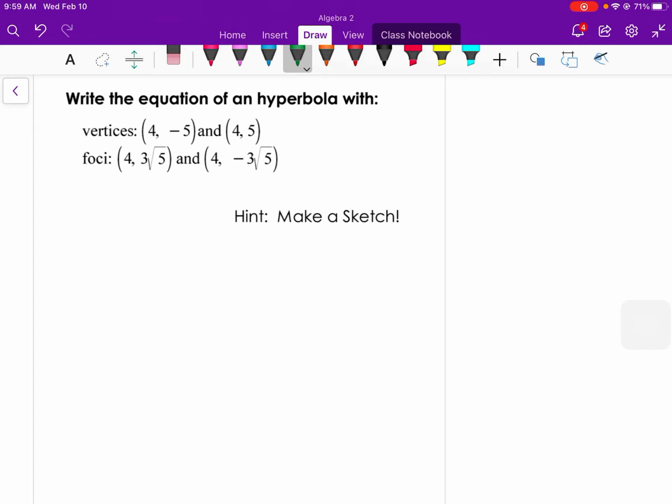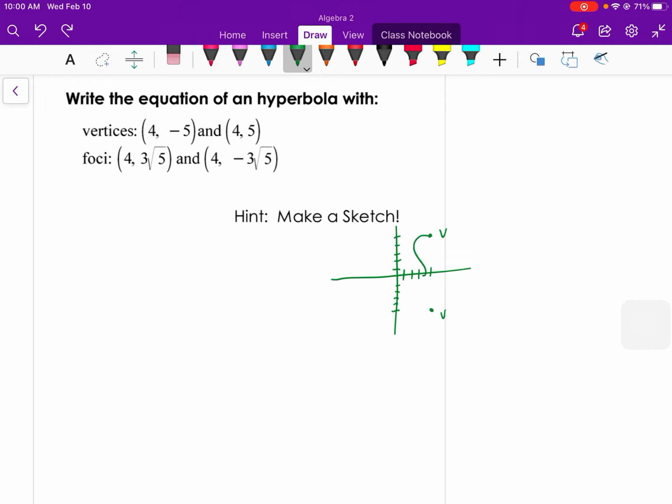Writing the equation of a hyperbola, again, hint: make a sketch. This will help you see what the graph looks like, and whether it opens left or right or up or down. The vertices are (4, negative 5), so 1, 2, 3, 4, 1, 2, 3, 4, 5. Vertex, excuse me, and then up, over 4, up 5, 1, 2, 3, 4, 5.